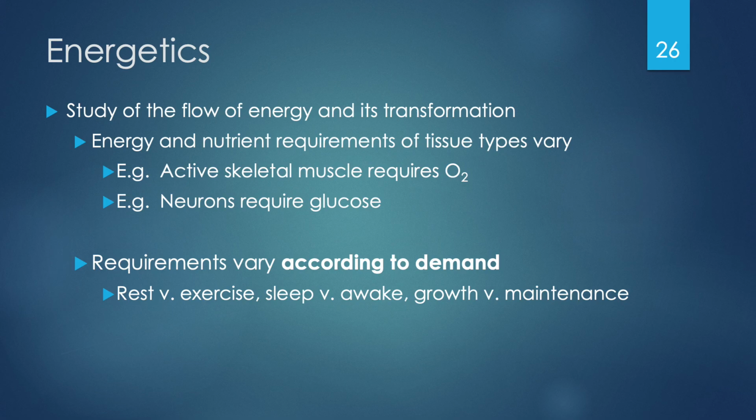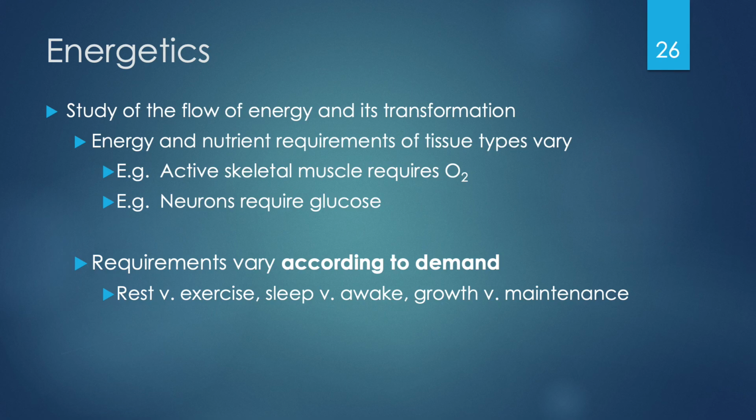Energetics is simply the study of the flow of energy and its transformation. As we discussed previously, the brain, for example, has a very high glucose requirement. And different tissue types all have their own specific energy and nutrient requirements. That varies from tissue to tissue. For example, neurons require glucose, but skeletal muscle, when it's actively contracting and performing work, is going to require a lot of oxygen. And these requirements don't just vary according to tissue type, they also vary according to demand.